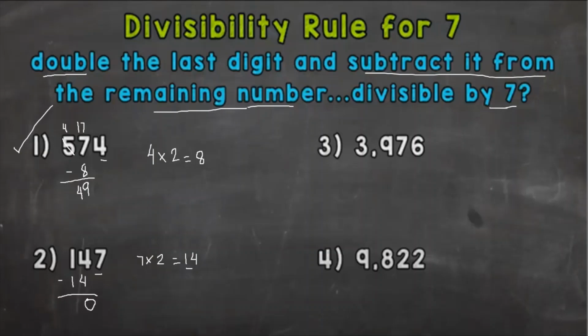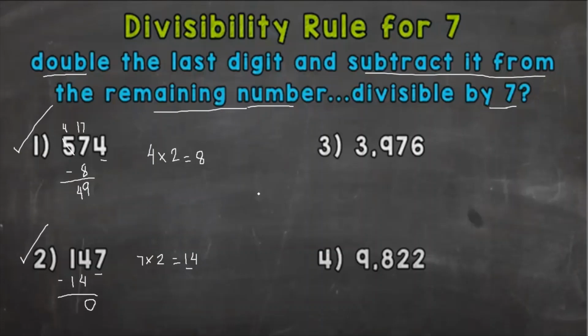Now, always remember, Grade 5, that 0 is divisible by any number. Okay? 0 is divisible by any number. So therefore, 147 is divisible by 7. Okay? So that is the rule for 7. Always remember that we need to double the last digit and subtract it from the remaining number. Okay, got it? Let's try the next one.